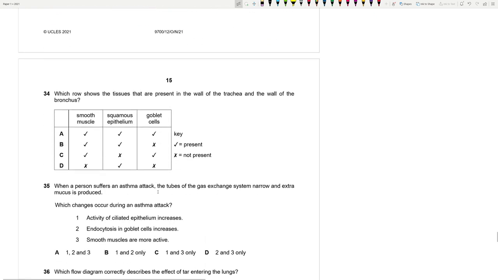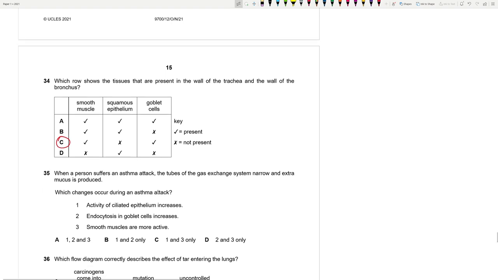Moving on to 34, which shows the tissues that are present in the wall of the trachea and the wall of the bronchus. Okay, so remember that we don't have squamous epithelium in trachea and bronchus. That's present in alveoli. So there is only one answer which fits the criteria. We do have smooth muscle and goblet cells, so 34 is C.